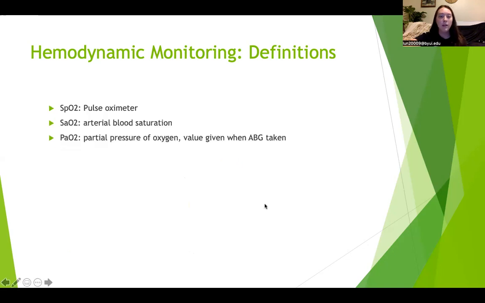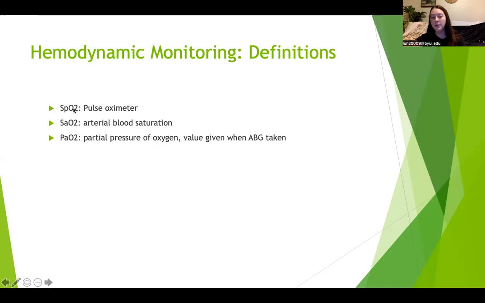Okay. A couple more. SpO2, I always get confused between these, so it's just at this point making sure we understand. SpO2 is pulse oximeter, so that P stands for pulse oximeter. SaO2 is arterial oxygen saturation, and then PaO2 is the partial pressure of oxygen. So this is what you get when you take your ABGs, and this is 80 to 100.